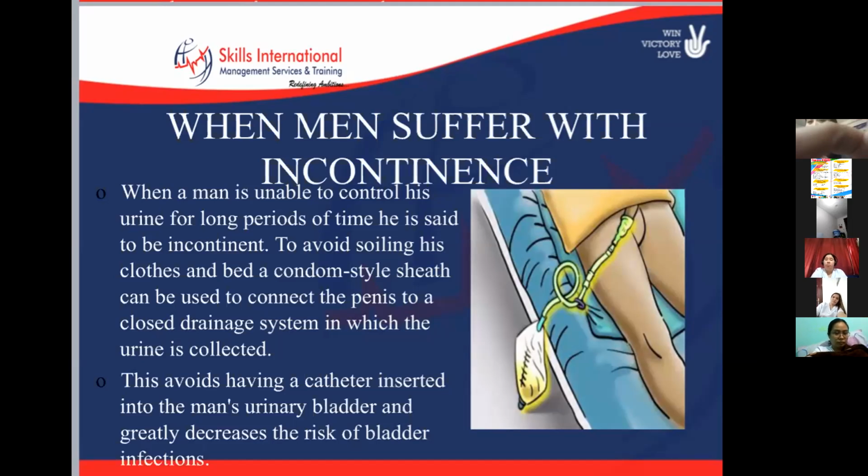to avoid this, a condom-style sheath can be used to connect the penis to a closed drainage system in which urine is collected. So this is how it looks when a male patient has incontinence. So they have to put a condom-style sheath so that all his bedding will not get wet. This avoids having a catheter inserted into a man's urinary bladder and greatly decreases the risk of bladder infection. So this is how it looks like.